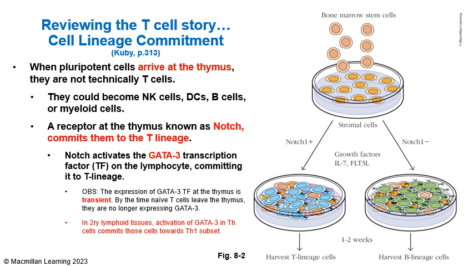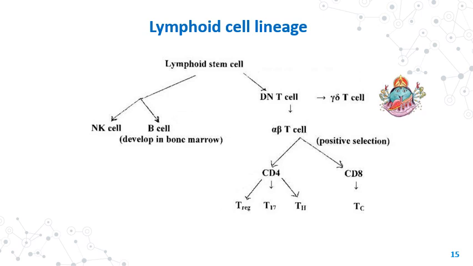The most important thing of this slide is commitment to T cell lineage, and that's because of this factor that is Notch1, and who is producing that? That's the stromal cells, stromal cells in your thymus. Everybody cool? All right. So now, the cell is going to become a T cell.